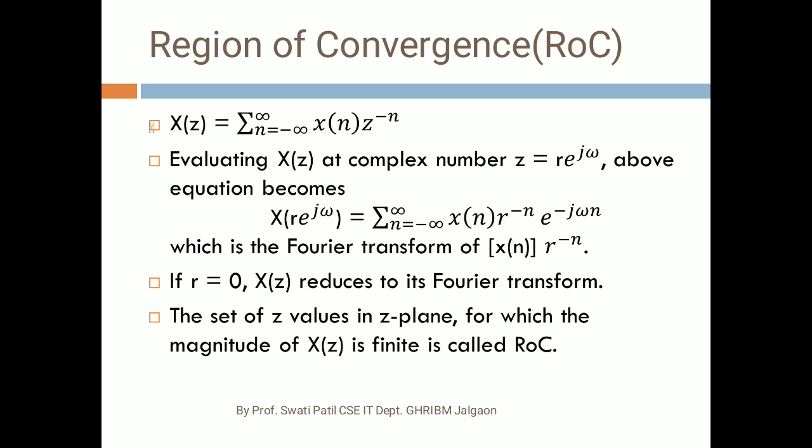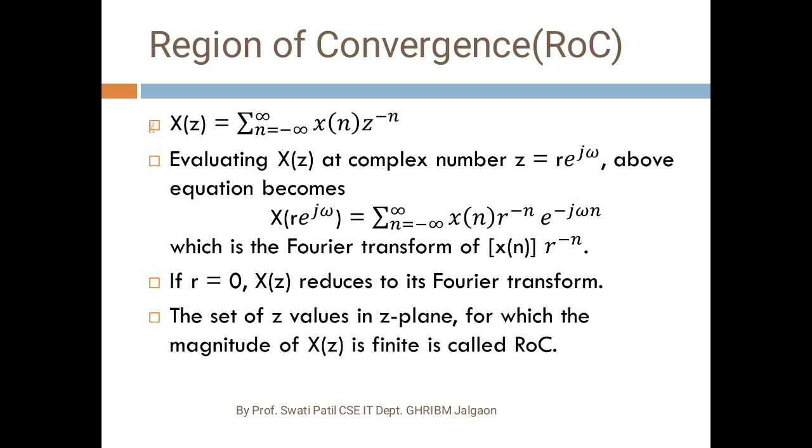So X(z), that is any signal which is Z transformed, is indicated by X(z). X(z) is equal to summation n equals minus infinity to infinity x(n) z raised to minus n. This is the definition of Z transform that we have already discussed.